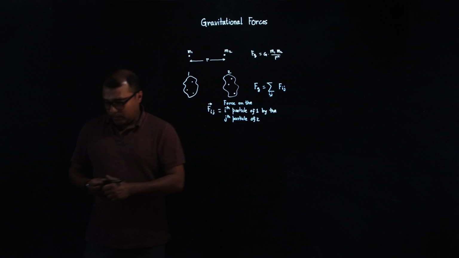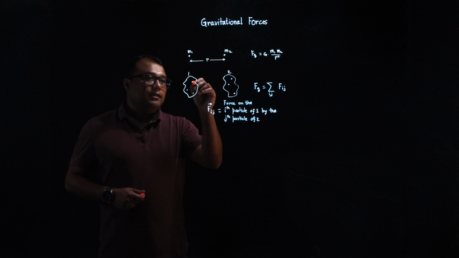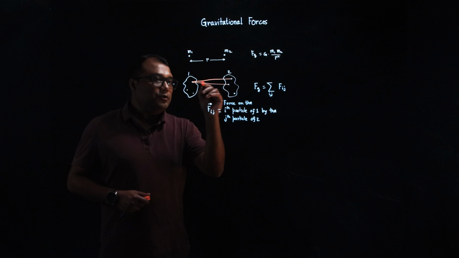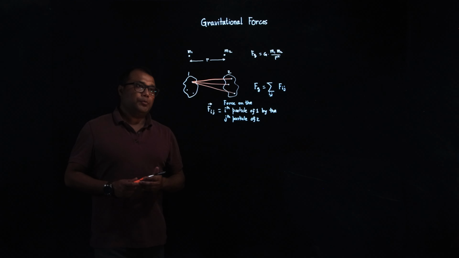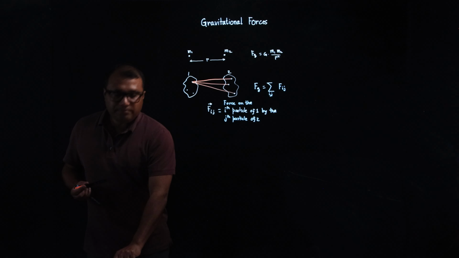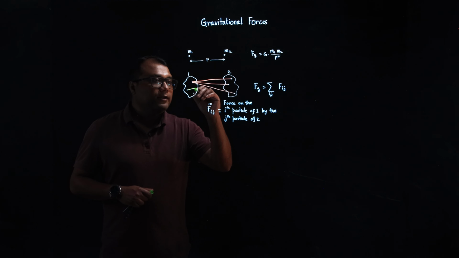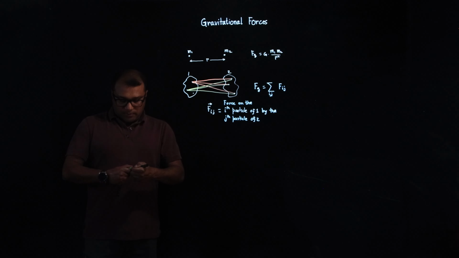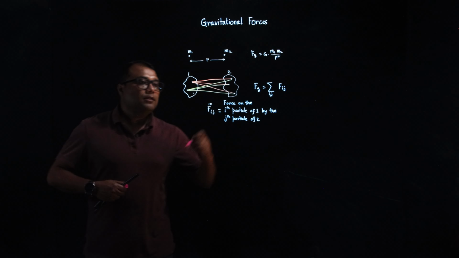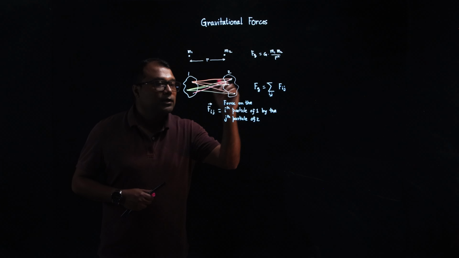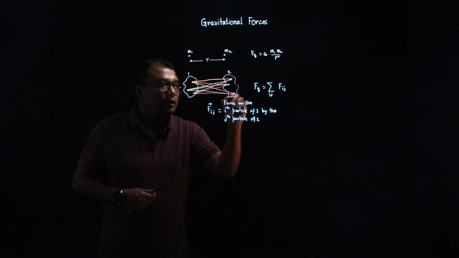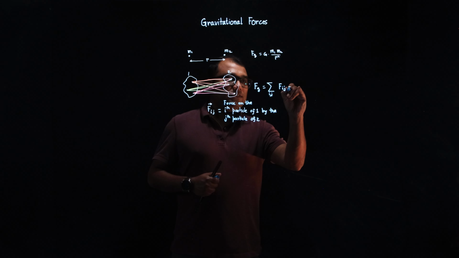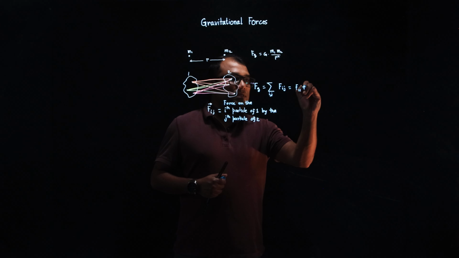What does that mean? It means the first particle will have an attractive pull due to all three particles of number 2. The second particle of number 1 will have an attractive pull due to each of the particles of number 2. Similarly, the third particle will have an attractive force due to each particle of number 2. So the total force in this case will be F11 plus F12 plus F13 plus F21 plus and so on.